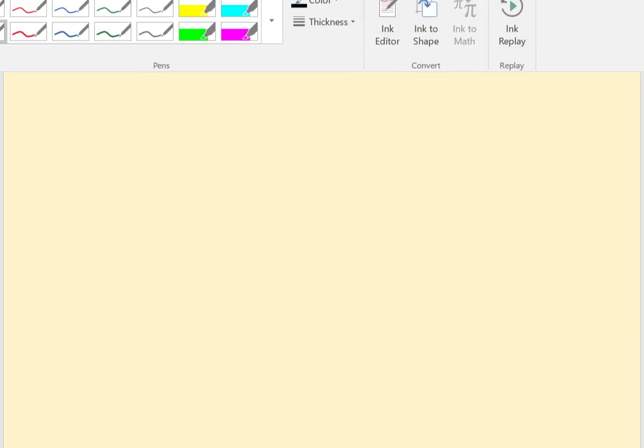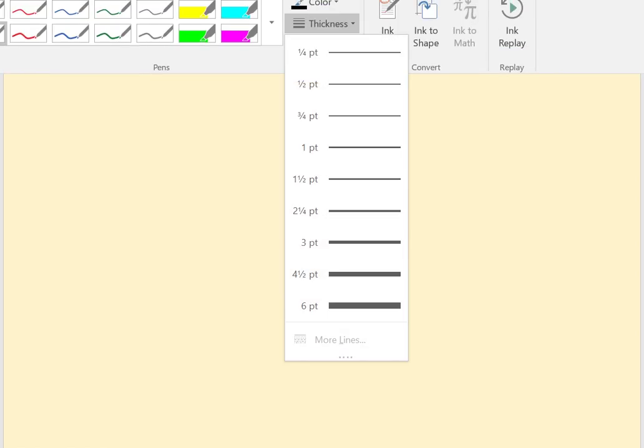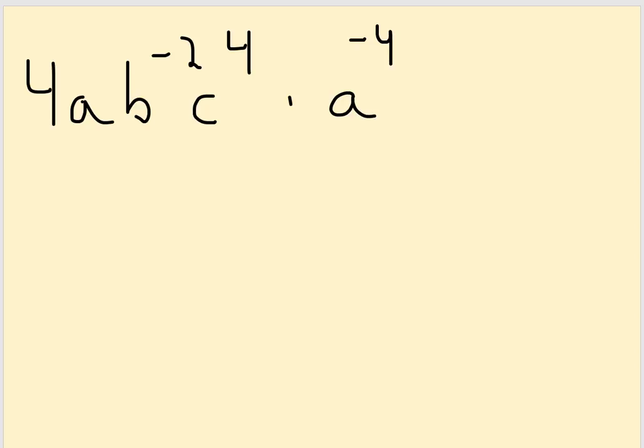We're going to do 4a b to the negative 2 c to the 4th times a to the negative 4 b to the 7th c to the negative 5. A lot of negative exponents going on here.